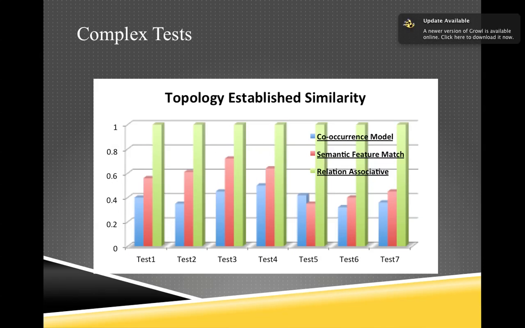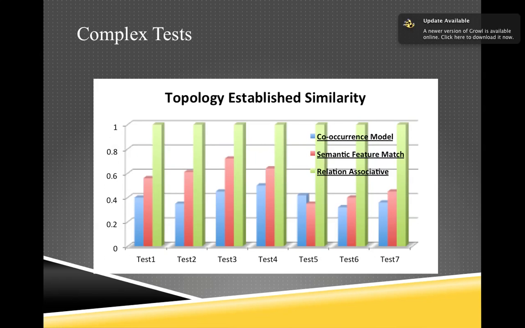The reason is that the output of the co-request model is an undirected graph, not a directed one, so it has less value in the topology established similarity. But the semantic feature model can do well in both.